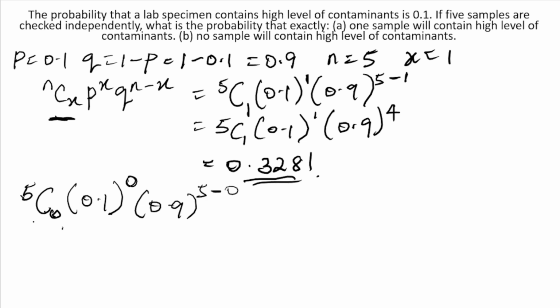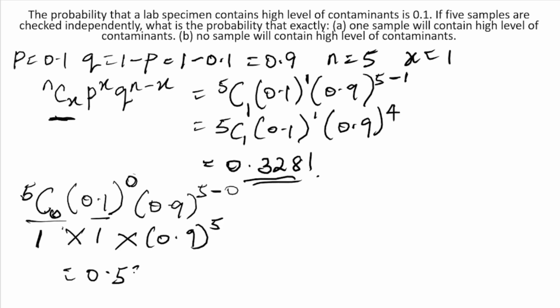Okay, so now looking at this, 5 combination 0 will give us 1. Multiplied by anything raised to the power of 0 is 1, multiplied by 0.9 raised to the power of 5. So multiplying all this will give you 0.5905. So that is the final answer to this particular problem.